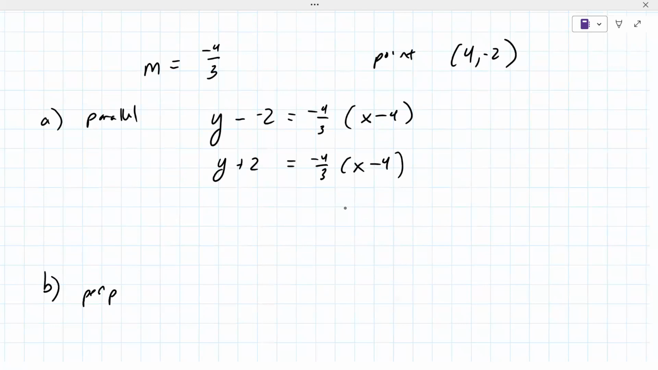For the perpendicular line, it's the exact same equation, except you have a different slope. So I'll let you get caught up there, and maybe you can tell me the slope. Would it be 3 over negative 4? Then you negate it. Oh, okay.